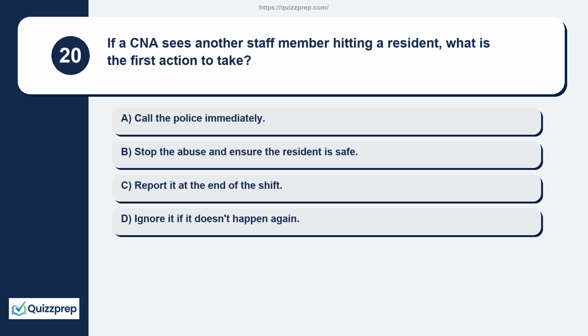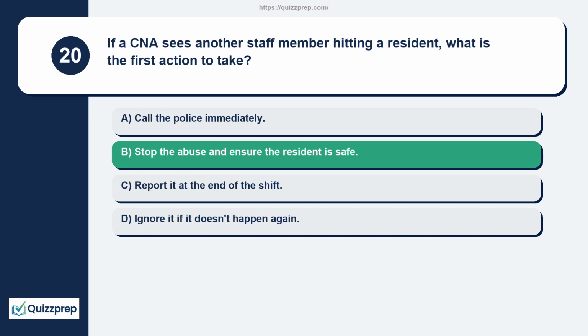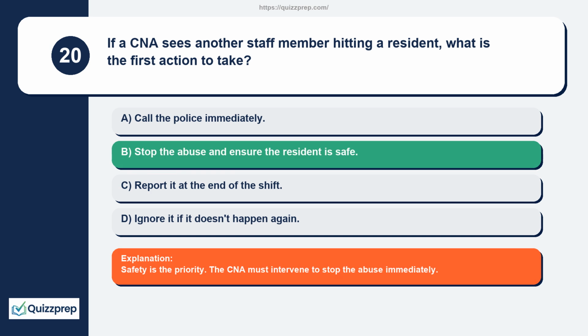Question 20. If a CNA sees another staff member hitting a resident, what is the first action to take? Call the police immediately. Stop the abuse and ensure the resident is safe. Report it at the end of the shift. Ignore it if it doesn't happen again. Safety is the priority. The CNA must intervene to stop the abuse immediately.